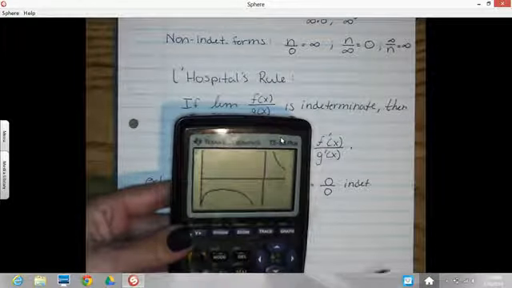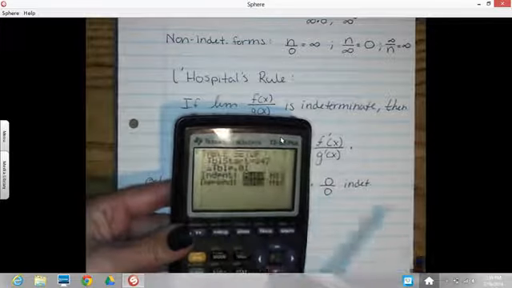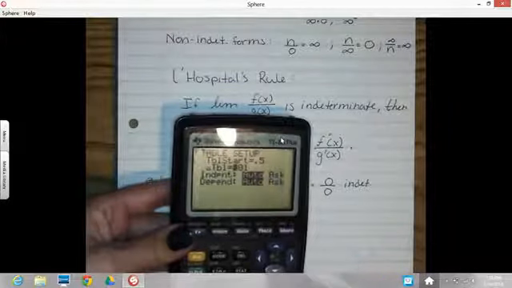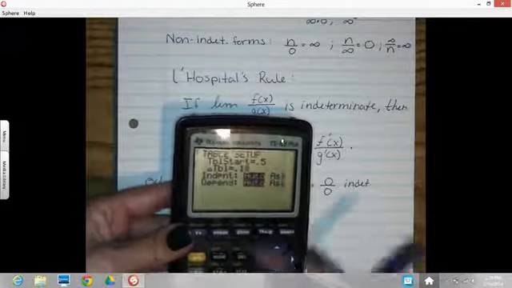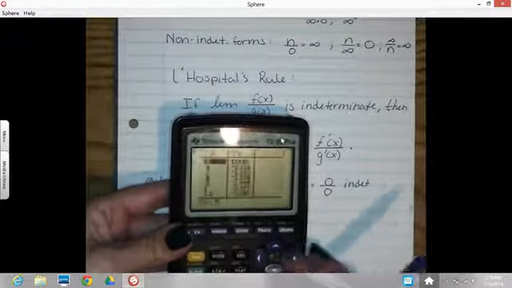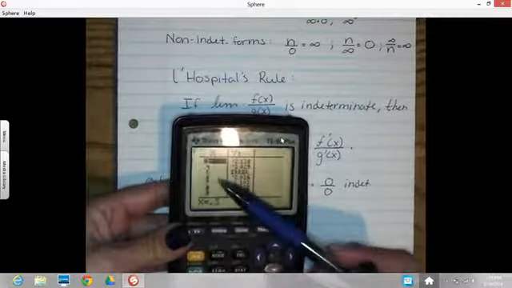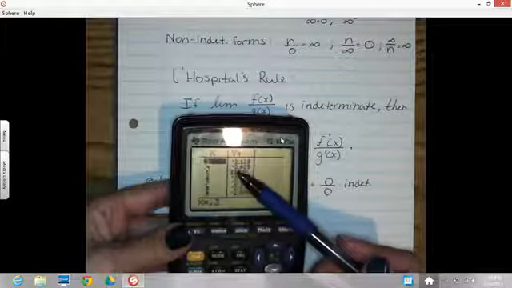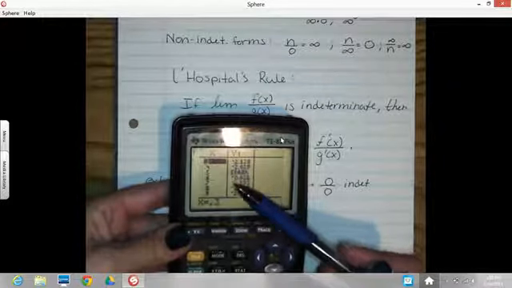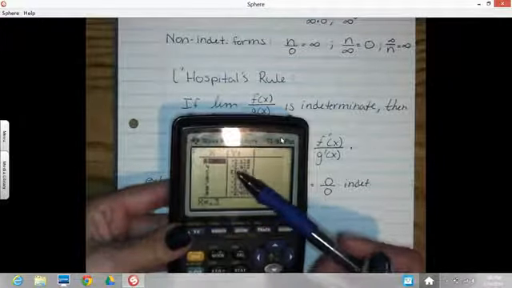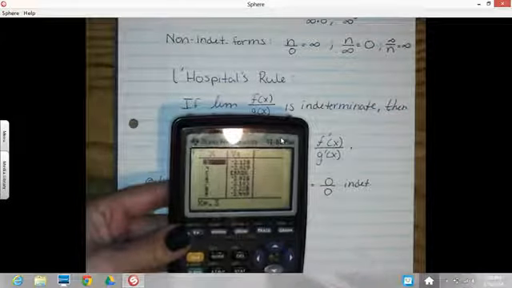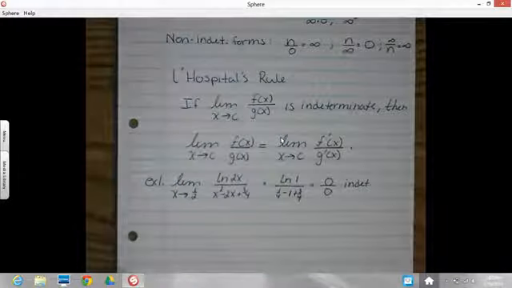If I go into the table set, if I have it start at a half, 0.5, and I have it go by 0.1s, I can see what's happening before and after. So as I approach the half, I'm at negative 2.1, negative 2.0. There's my error. There's the hole in the graph. Negative 2.0 again. So it looks like I'm jumping over a negative 2. So graphically, it looks like the limit's going to be negative 2. Let's see if we can get that algebraically.